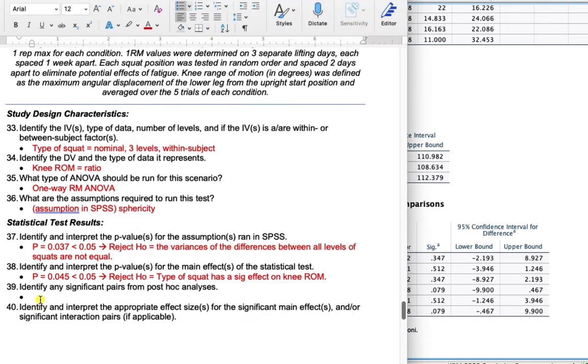So in here, I'm just going to say no significant pairs reported in the pairwise comparisons. Okay.